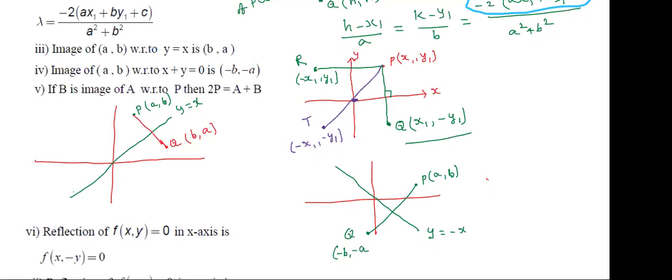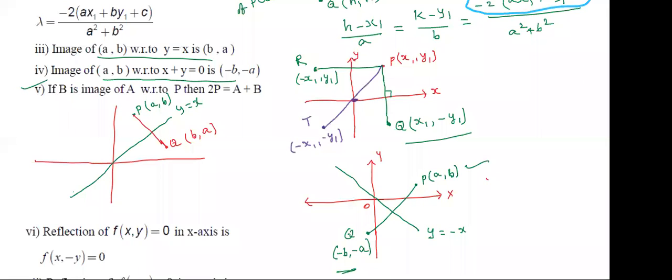Here observe that the point Q lies in the third quadrant, and point P lies in the first quadrant. In the third quadrant, both the coordinates are negative, or not? So finally, the image of P with respect to y is equal to minus x: P is A comma B, means the image is minus B comma minus A. Here the point is already given.